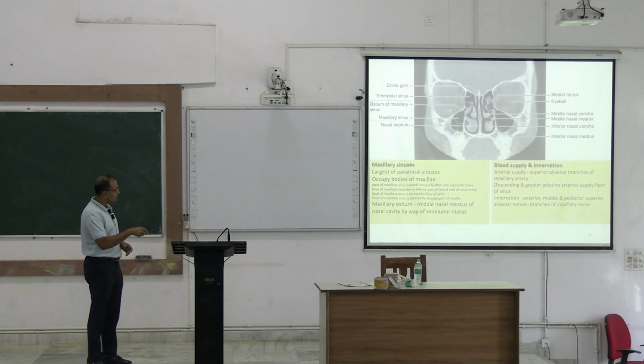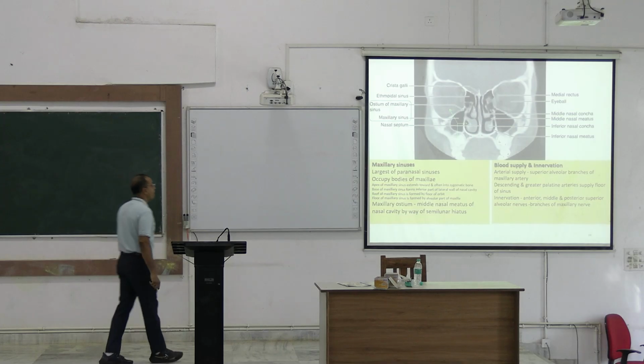Now, this particular maxillary sinus has an opening over here. This opening that you are seeing here, we call the maxillary ostium. This maxillary sinus opens through the maxillary ostium into the middle meatus, into the part we call the hiatus semilunaris.